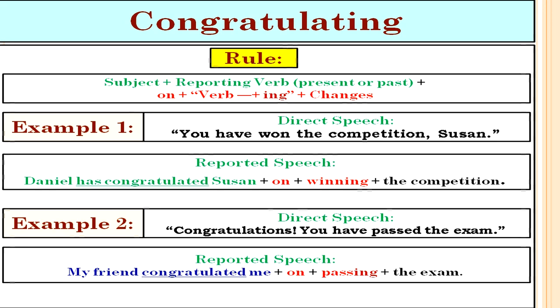So we take the verb from the second part, you have passed the exam, and we take just the main verb, which is passed. And here again, it is the past participle of the verb pass. So we take the infinitive of the verb pass, then we add ing: passing. And then we finish the sentence, the exam. So we have no other changes to make. So part number 3 of reported speech is finished. I hope that you have understood this part very well.